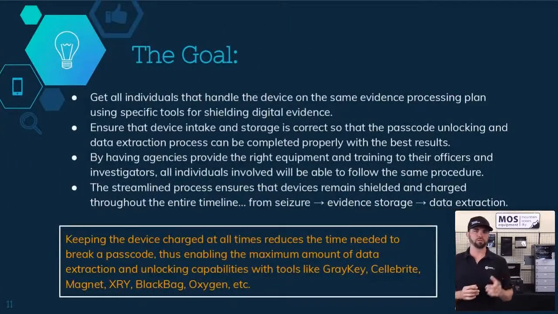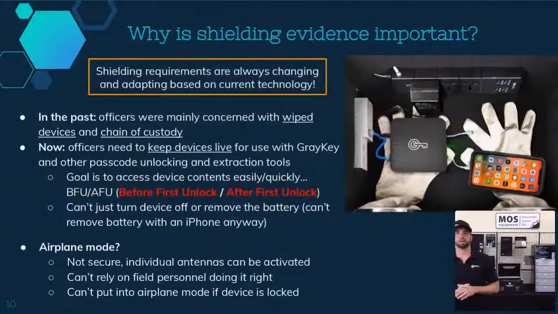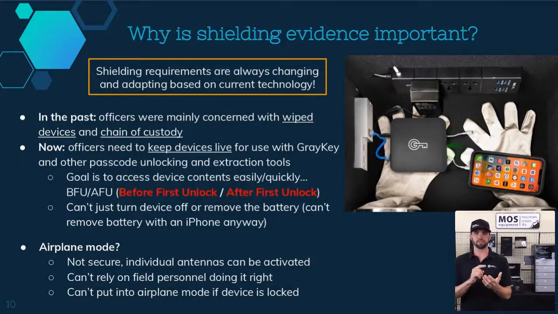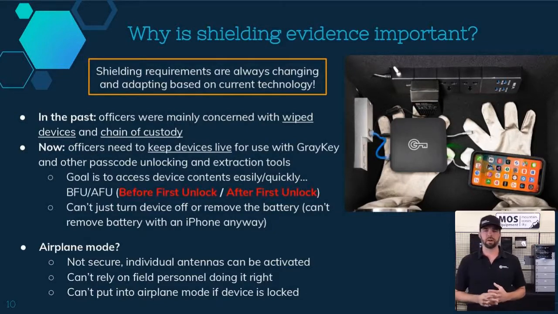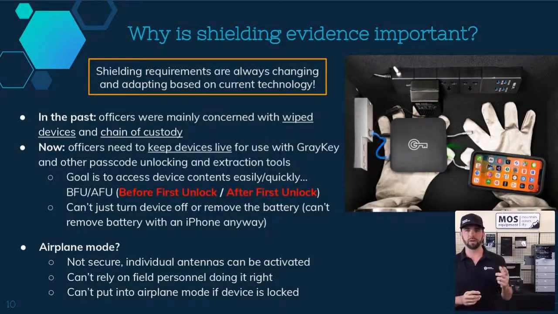And airplane mode, just to go back for one second, used to be a little bit more secure. Nowadays, with an iPhone, I think most of you are aware, you can turn the antennas on even with airplane mode on. On Android, there's a setting when you set up the device that will let the phone communicate on the network despite airplane mode. So it's not that secure.